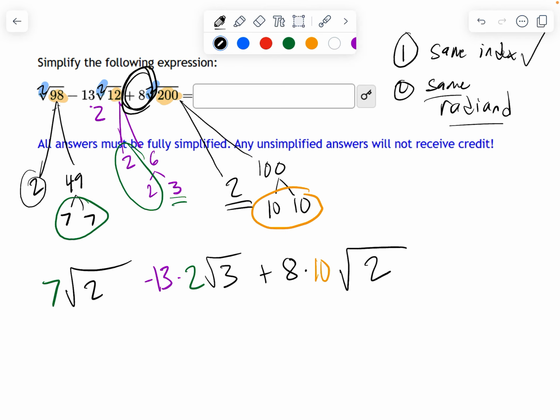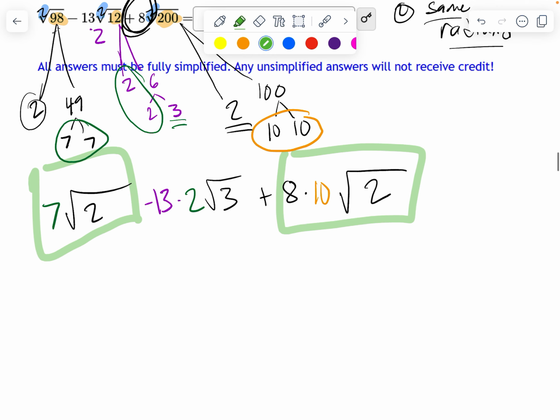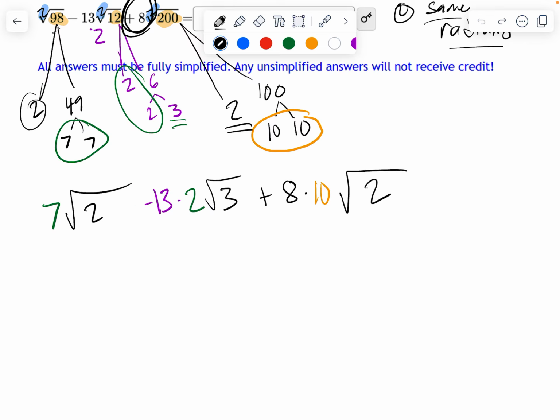Now everything's simplified, and we'll notice that now we have 2 radicals that can combine, right? They both have an index of 2 as well as a radicand of 2, which tells me those can go together. Now, let's combine this really quick. 8 times 10 is 80, right? So 80 plus 7 is 87, square root of 2, because the 2 inside the radical will never change when I add the outsides. All right, and then we have our negative 13 times 2, so negative 26 root 3.